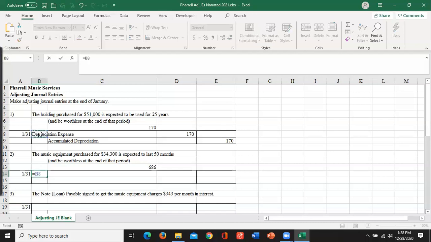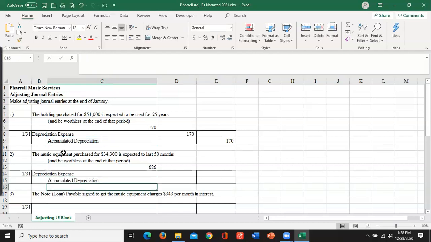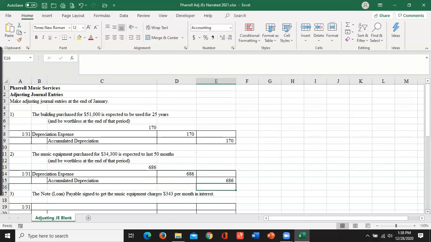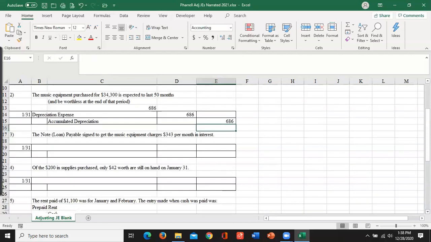Here I can be a little bit sneakier because I don't want to have to type this again. Again, the accounts are always the same for depreciation. Don't overthink it. The only thing that will change is the amount has to be the 686. So that handles all the depreciation.